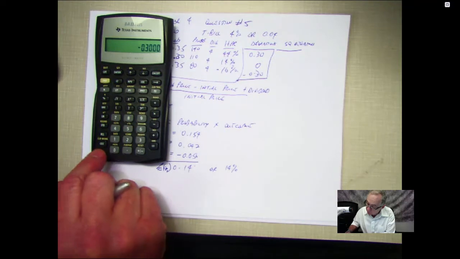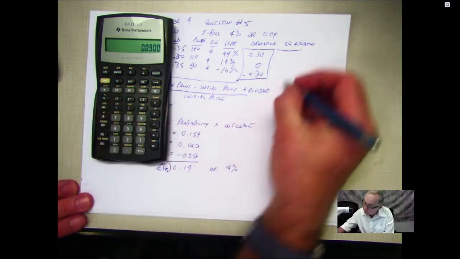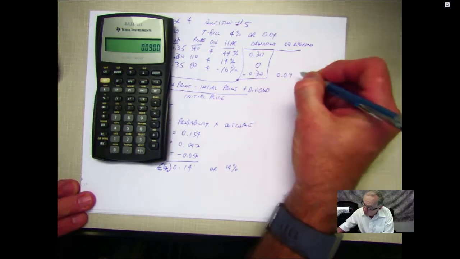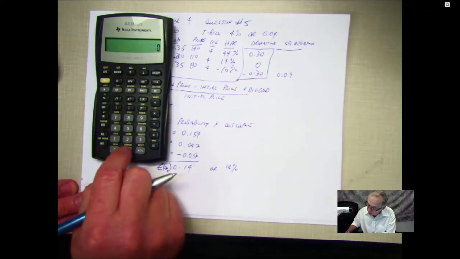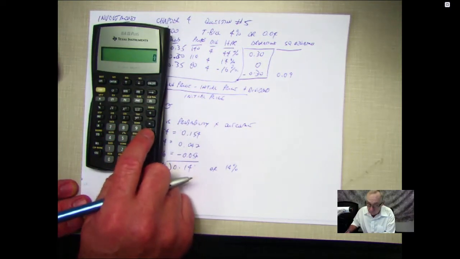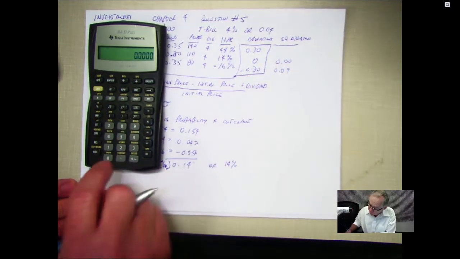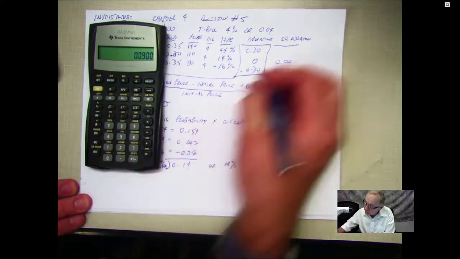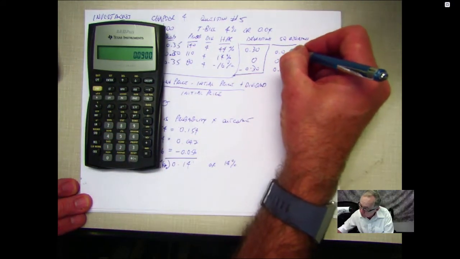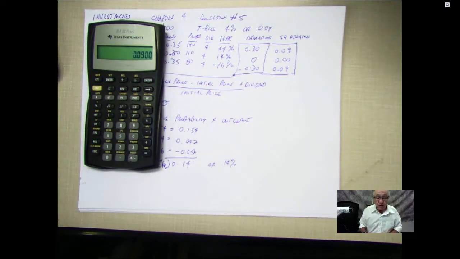I'll leave this in the computer. Minus 0.300 squared is 0.09. 0 squared still gives us 0, and 0.3 squared gives us 0.09. That's our squared deviations.